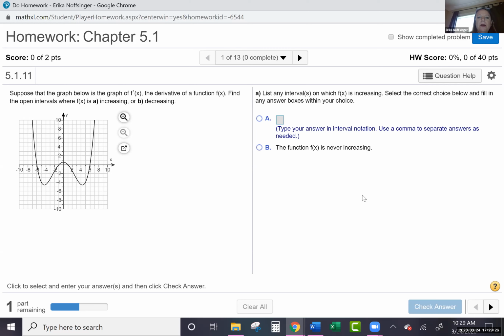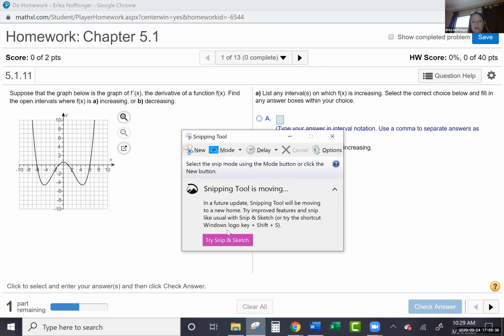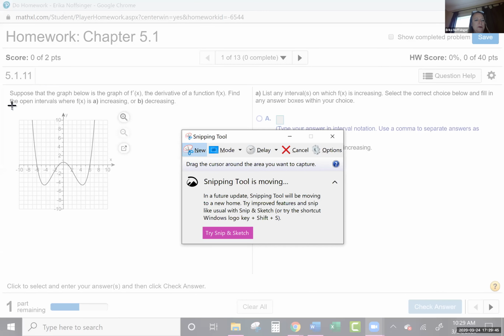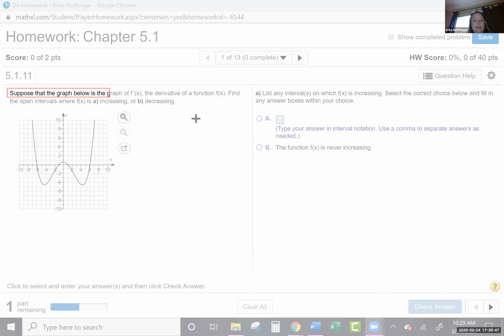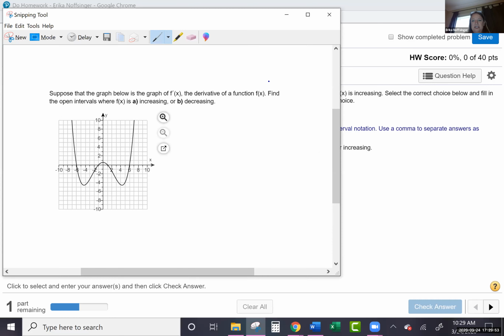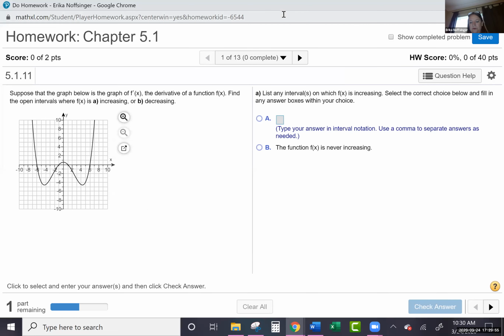I'm not sure if I can write on this or not. No, I can't write on that screen, but I know what I can do. I don't know if I showed you guys the snippet tool, but if you have the snippet tool, you can go anywhere and highlight, snip, and paste. So I'm going to do that. I just saved it, and I'm going to put it on a Word document.